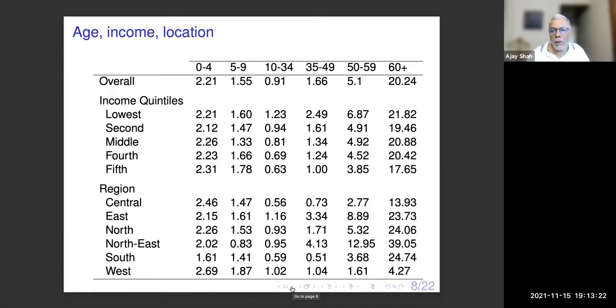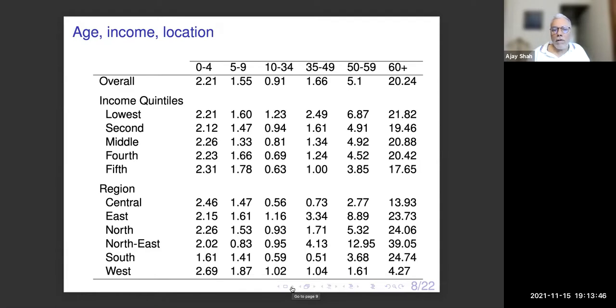The first row is the overall pattern. That is the same as the picture that I just showed you, that there are higher values here, like 2.21%. It drops to 0.91% at age 10 to 34. And it goes back up to 20% for the elderly. We take this and blow it up. We break it up across income quintiles and across regions.